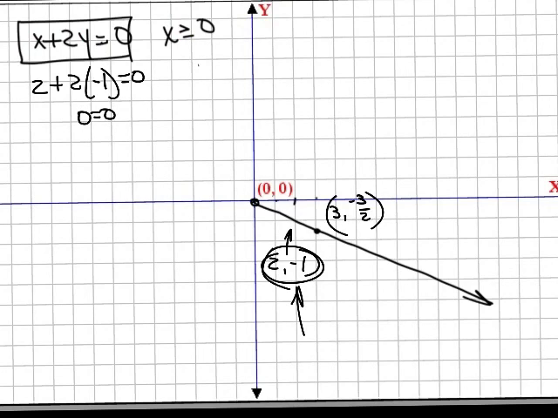So I'm going to use that one, because this one will work. It's just a nasty fraction, and I don't really want to mess with fractions. So let's just use the one that I have. And so that gives me a triangle.